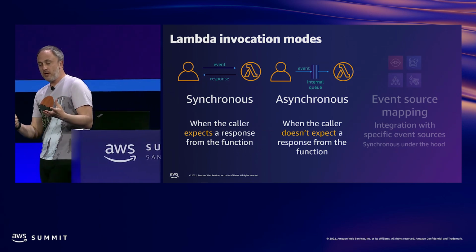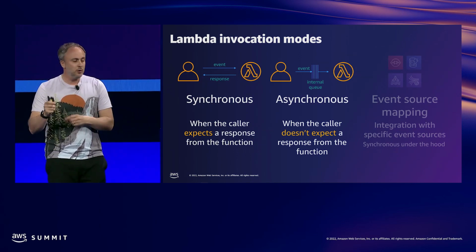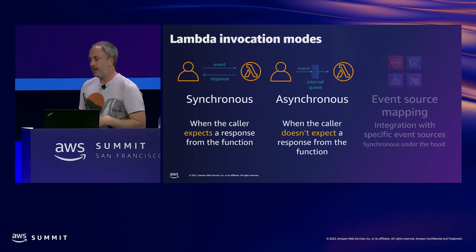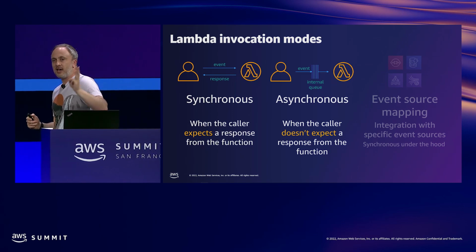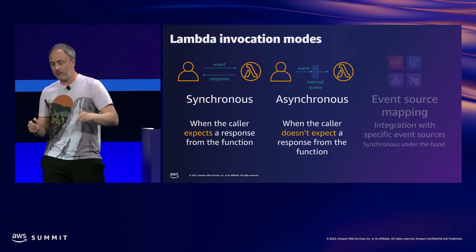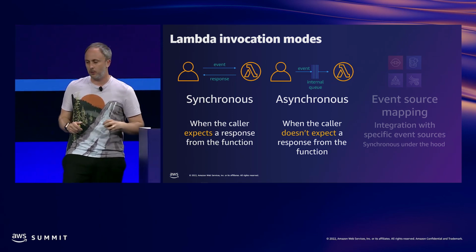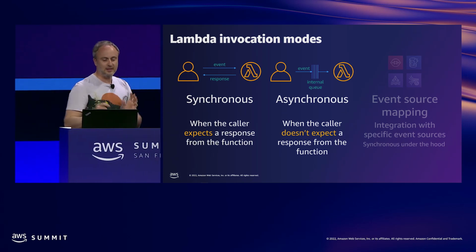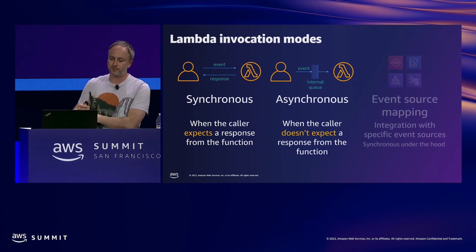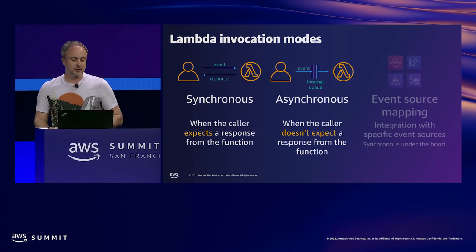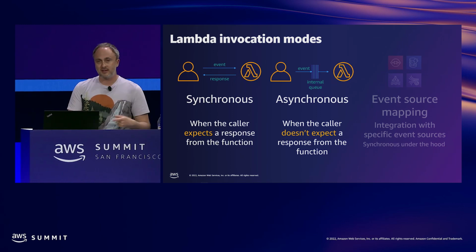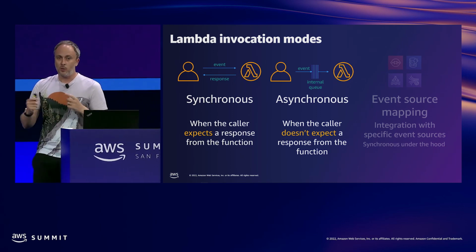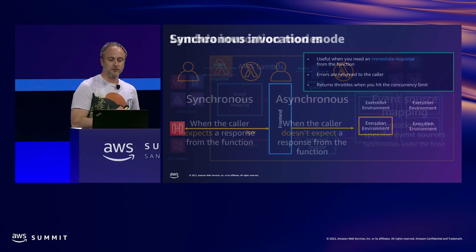So you can invoke Lambda with a few different modes. You can invoke Lambda synchronously, asynchronously, and there's actually a third invocation type called event source mapping, which is slightly out of scope for this particular talk, but that's about polling and streaming. We're going to focus on synchronous and asynchronous Lambda invocations. You should invoke Lambda synchronously when the caller expects a response from your function, and asynchronously when the caller doesn't expect a response.